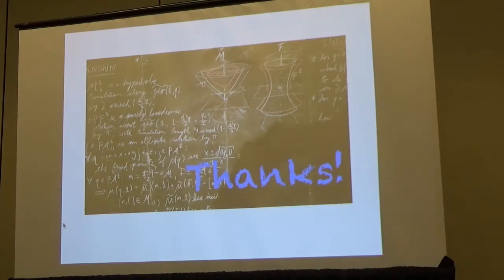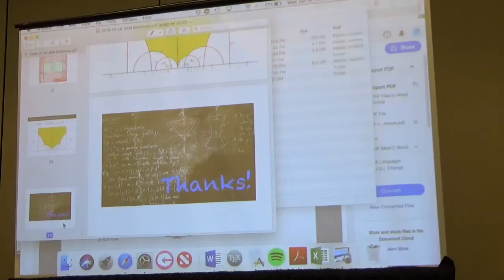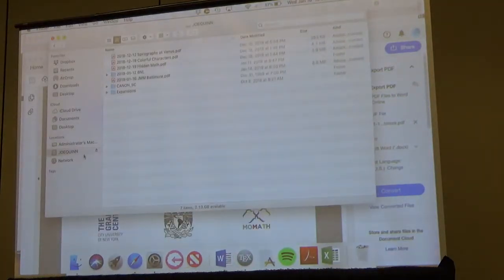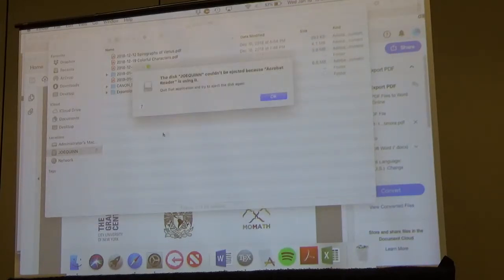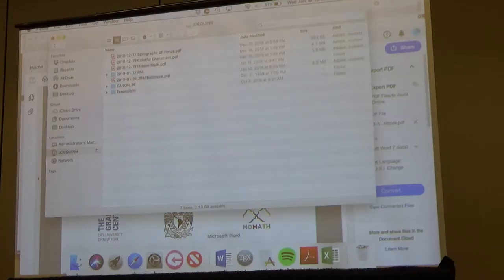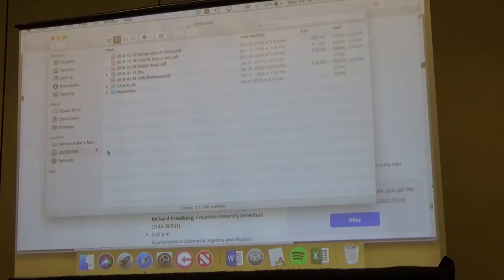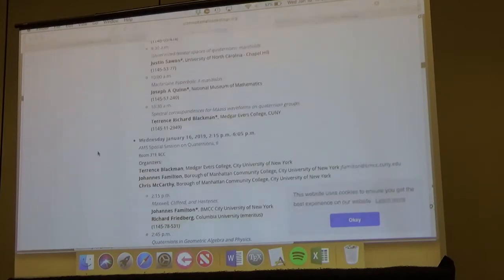Okay, because we're going to introduce it. Sure. Okay, thank you. Can we thank the speaker once more? Thank you so much, Quinn, and thank you very much for your work on Macfarlane's hyperbolic manifolds. Okay, fabulous.